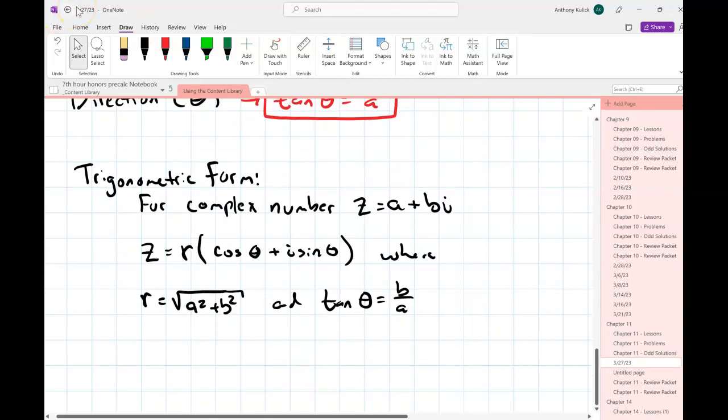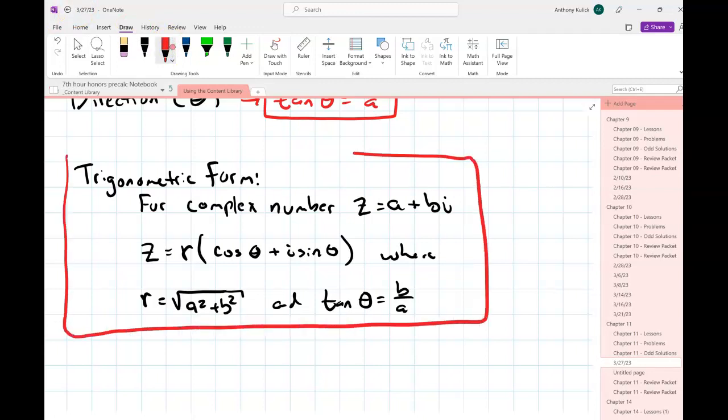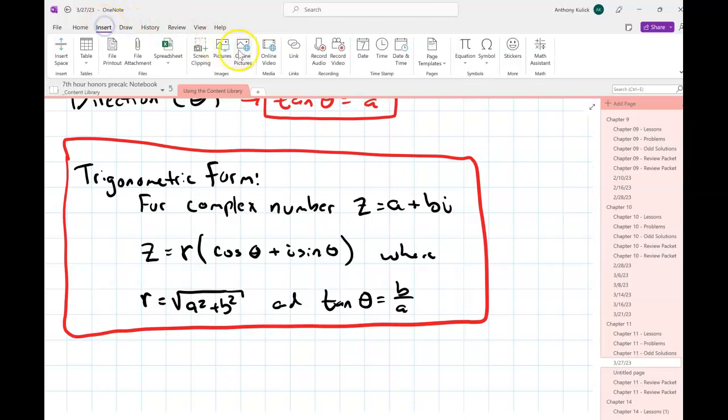So we've built out these two ways of representing a complex number, right? We have that standard form, the a plus bi. We have this trigonometric form, r times cosine theta plus i sine theta. So what do you suppose we do now that we have two forms? We want to talk about going back and forth between them.